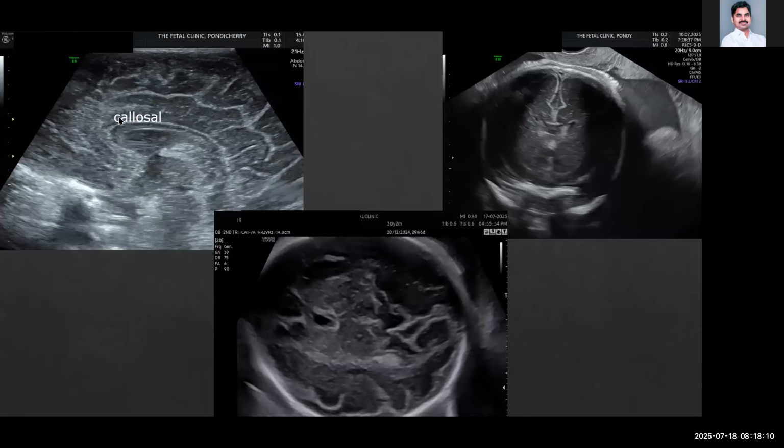So this is the callosal sulcus seen in the sagittal plane. This is the corpus callosum, and this is the callosal sulcus, which is seen in the coronal plane, and this is the cingulate sulcus seen in the coronal plane. This is the axial plane showing the callosal sulcus and the cingulate sulcus.